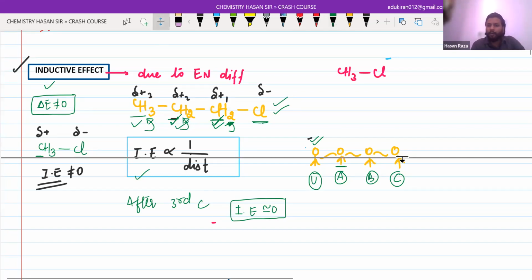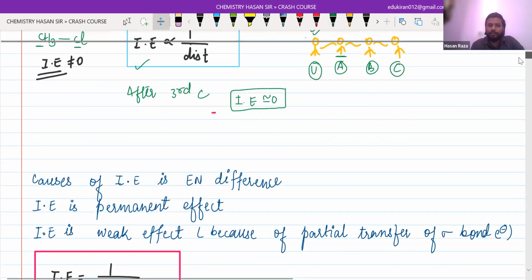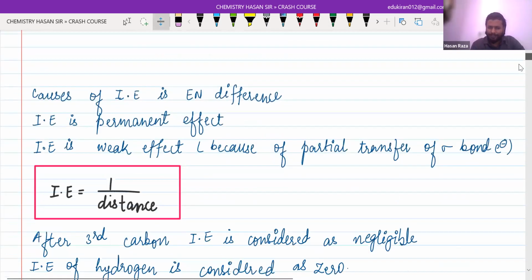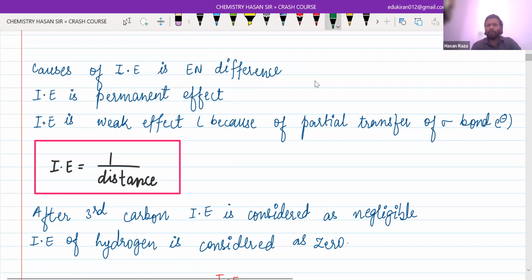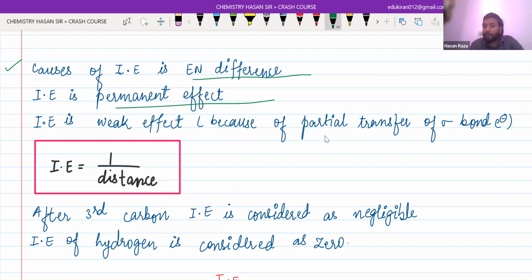Okay, now moving to the next. Whatever I just explained, I have written here, and these notes will be sent to you in PDF form. Causes of inductive effect is due to electronegativity difference. It is a permanent effect, and it is a weak effect because of partial transfer of sigma electron. First of all, you need to take care of this.